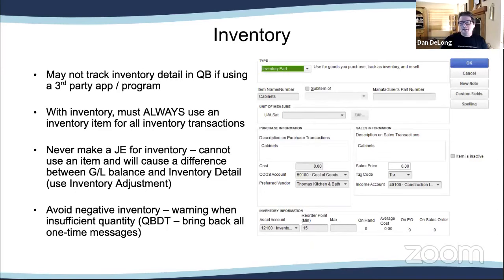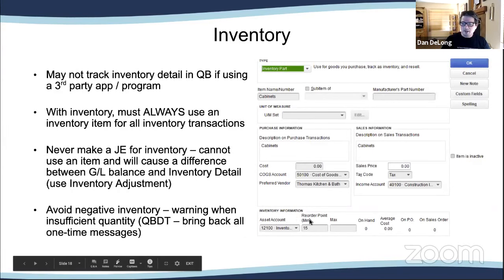So inventory is another special account. Now you may not track inventory if you're using a third-party app or program, but just like with sales tax and payroll, with inventory you always have to use an inventory item on all inventory transactions, because some people will make a journal entry for the value adjustment of their inventory asset. By doing that, your balances will be off, because the inventory detail reports are only going to be looking at transactions that use an inventory item.